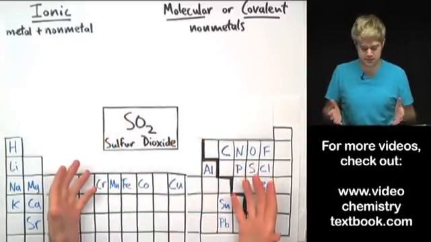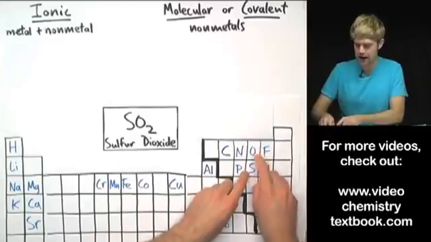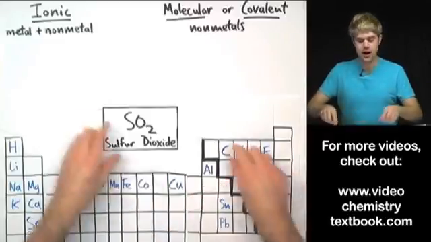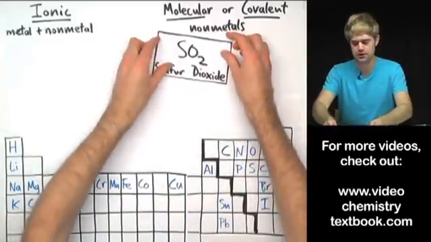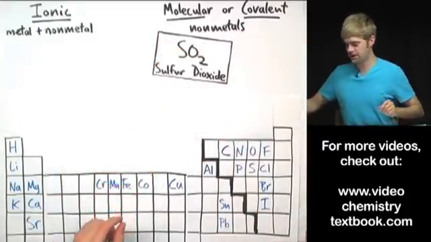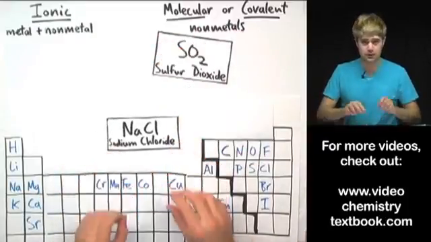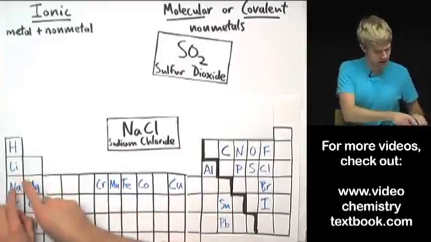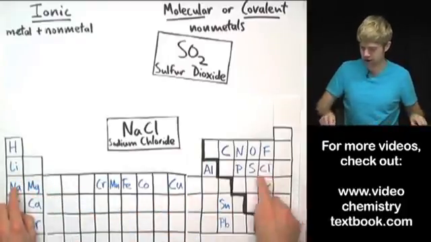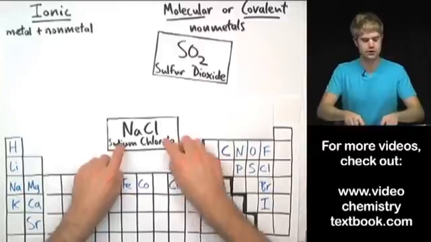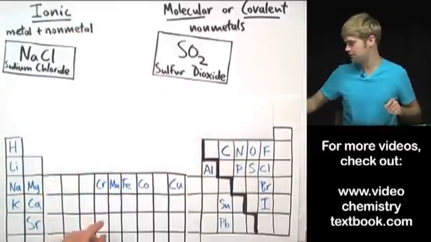So what are the elements it's made of? It's made of sulfur and oxygen. Both of these are nonmetals, which means that sulfur dioxide, SO2, is a molecular compound. Sodium chloride is made of sodium, a metal, and chlorine or chloride, which is a nonmetal. So sodium chloride is an ionic compound.